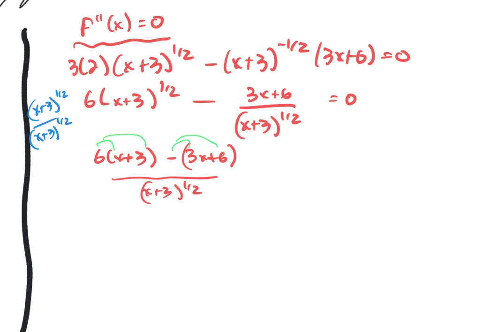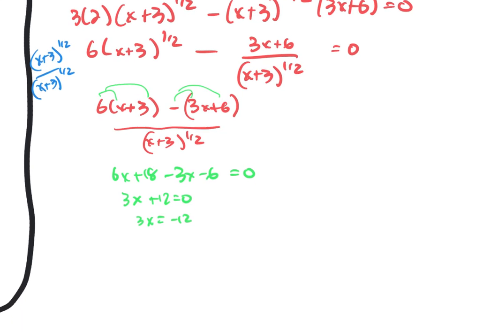So I want to know, where is 6x plus 18 minus 3x minus 6 equal to 0? That's really what I've found out. That's really all I'm interested in discovering. And so that's going to be 3x plus 12 equals 0. 3x equals negative 12, so x is negative 4. So we found one of those, I guess we could call it possible points of inflection, one of those points that we're going to use to test for concavity.